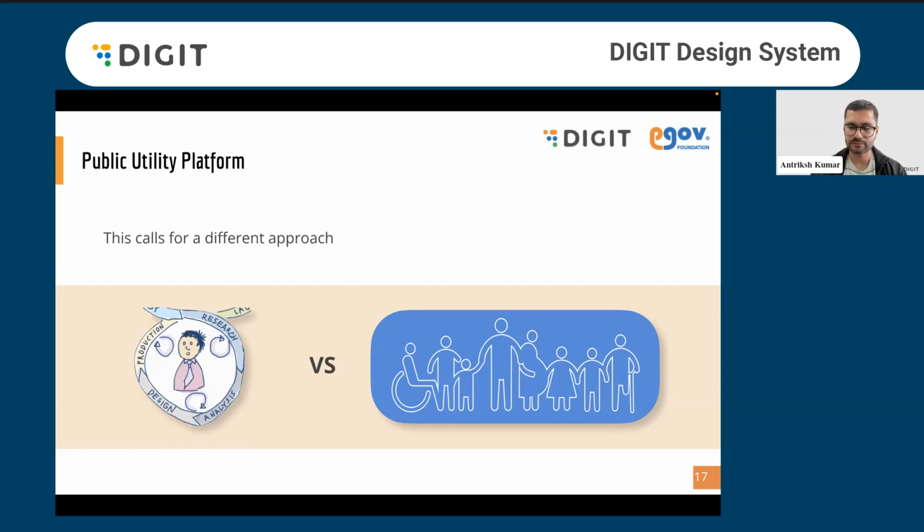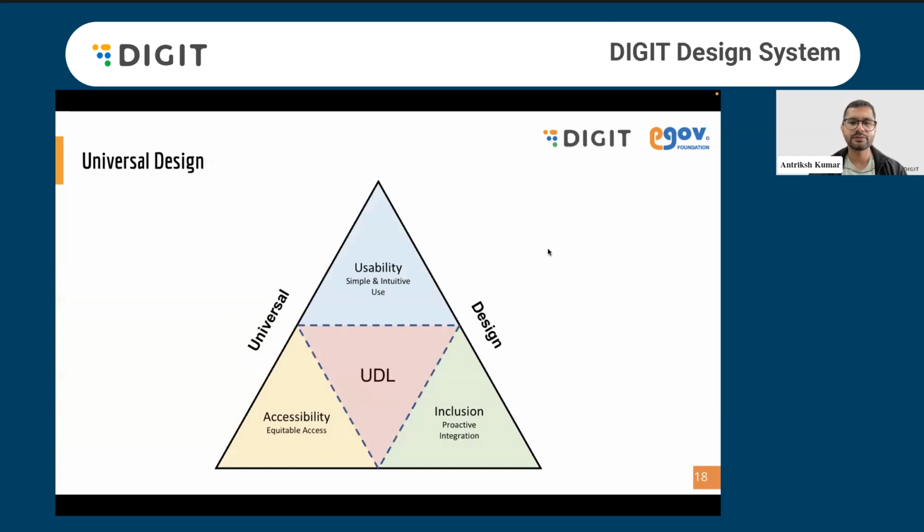So how do you achieve this? We followed something called universal design, where, in the design sense, we focus on three things: usability, accessibility, and inclusion. What that basically means is you design for the universal. You design for the lower end of the spectrum, and it automatically designs for the higher spectrum. So you have to keep these three things in mind whenever you are following a universal design approach. It has to be usable, accessible, and inclusive.